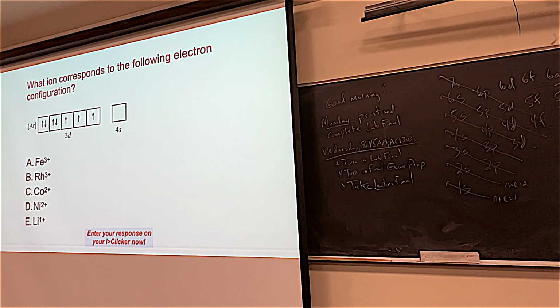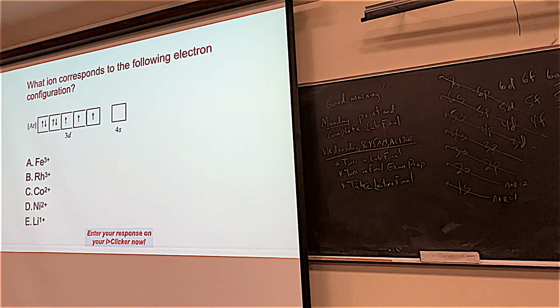So for example, iron is a 3d6, all right? It would be impossible to do that, so yeah, it has to be cobalt, nickel, something like that. And neutral cobalt has 4s2 electrons.